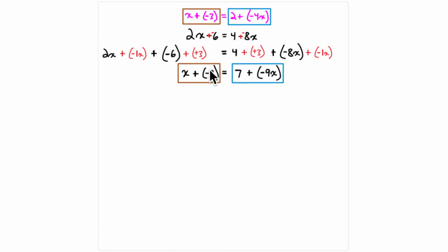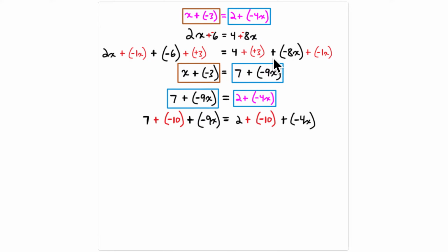And then what I was expecting to happen is this would become the right side. Well, it doesn't. It's something else. It's 7 plus negative 9x. And I thought, well, gee, I don't know what's going on there. I played around with this for a long time, and I finally realized, well, if this expression here is equal to x plus negative 3, and this expression here is equal to x plus negative 3, that means that these two expressions are equal to each other. So I can write them as being equal to each other. So 7 plus a negative 9x is equal to 2 plus a negative 4x.